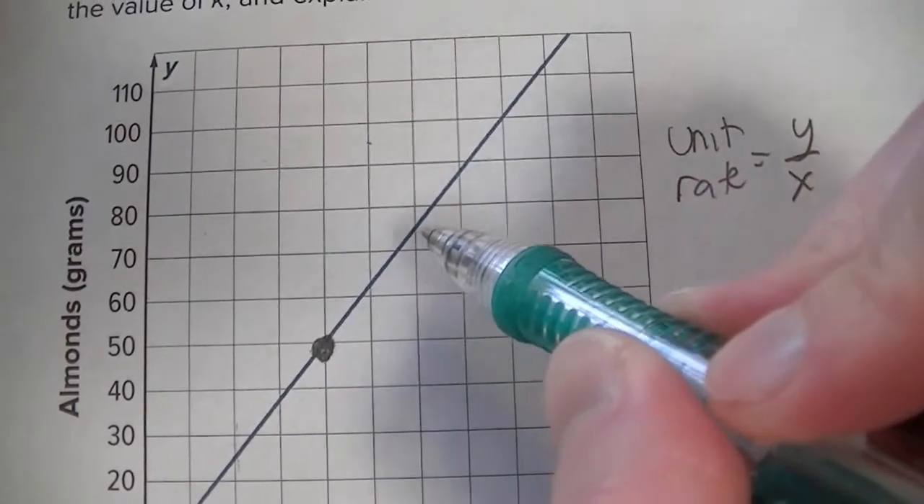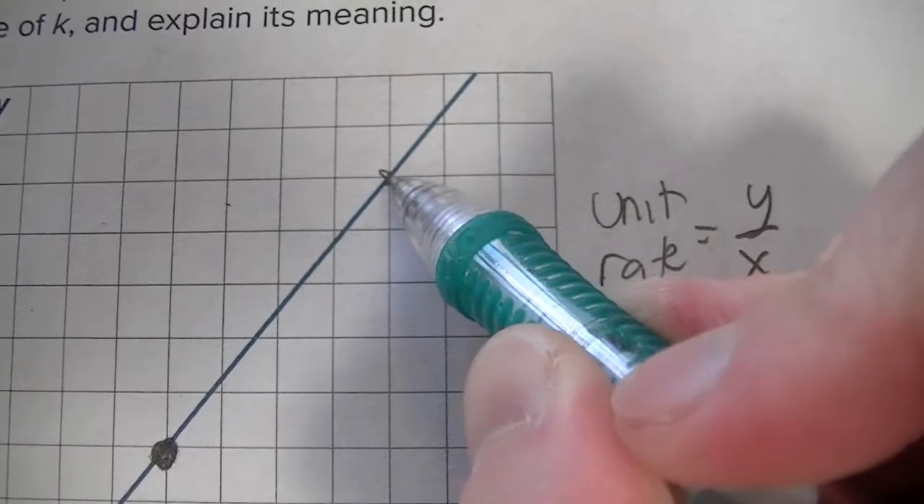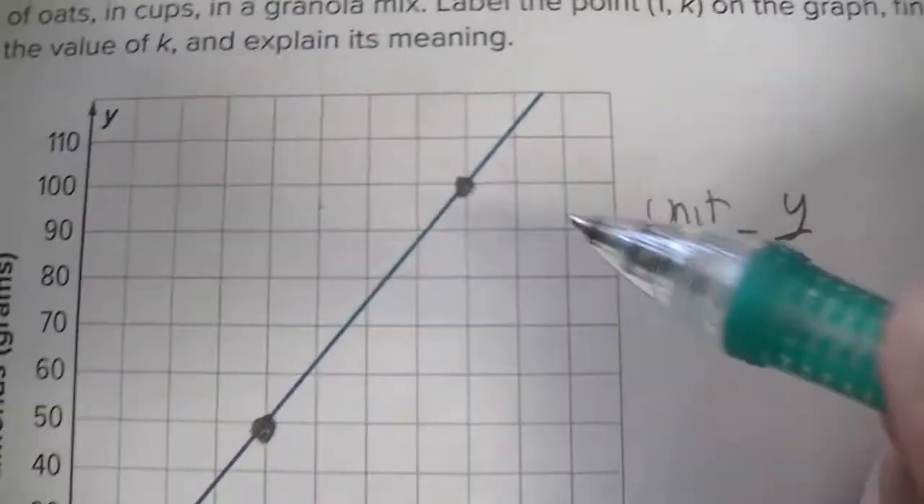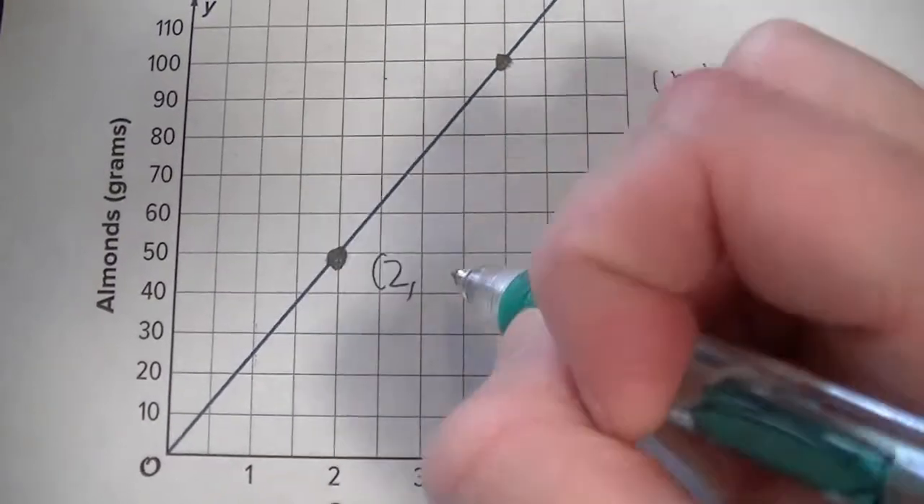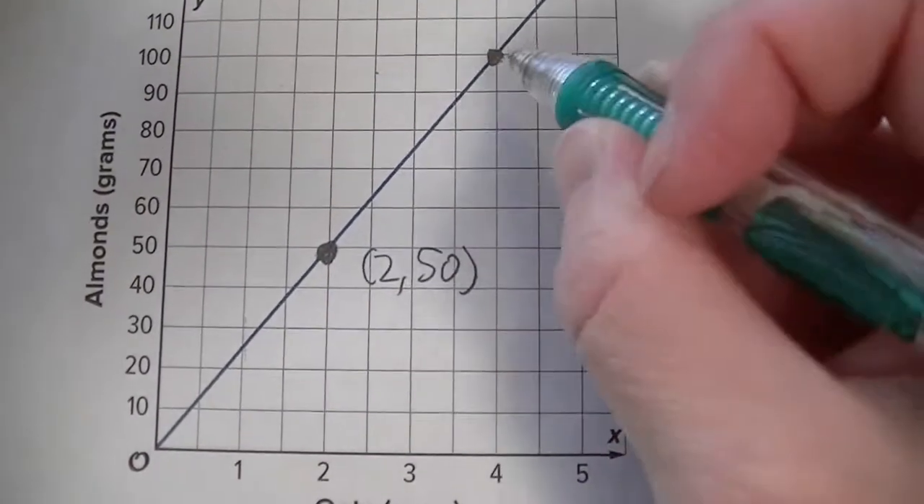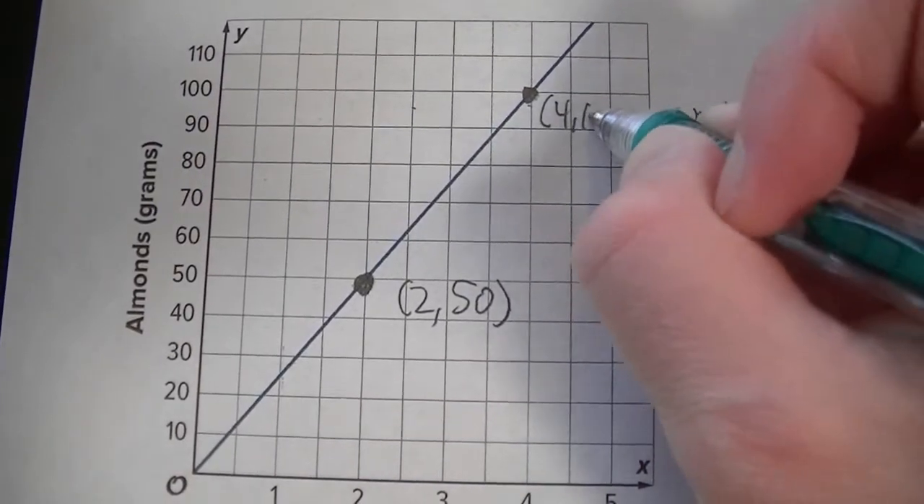Keep going. What else are other options? That one? Nope. Oh, boom, right there. I can use either one of those points. So this point right here is 250. This point right here is 400.